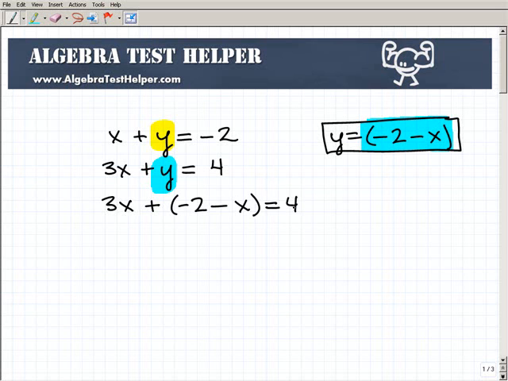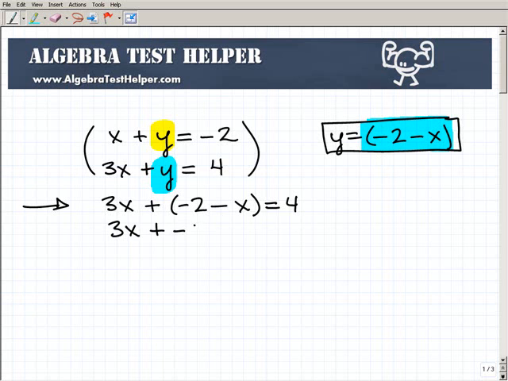Now let's take a look at our equations here. In our system, each one of these equations has x and y, so you really can't solve this directly. But now look at this equation here. After I substitute in this -2 minus x, this entire equation has only x's. So it's pretty easy. It's just a regular run-of-the-mill equation in algebra. So let's go ahead and solve for x.